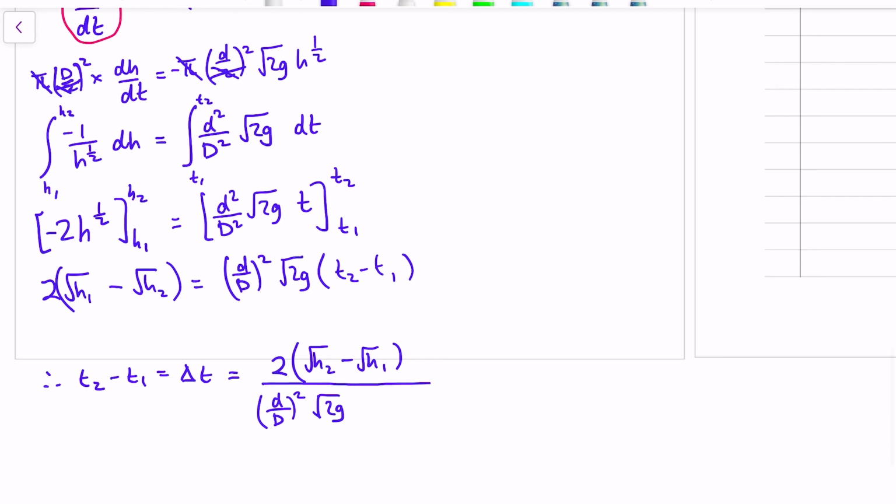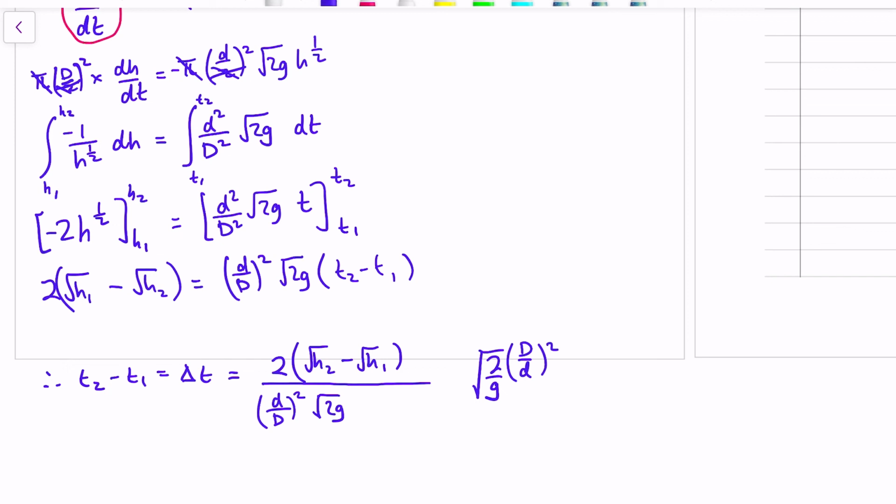Okay, and then we just have to fiddle around with this to get it in the right format. So we're dividing by d over d all squared. That's the same as multiplying by the reciprocal. And then we've got 2 over root 2, 2 to the 1 divided by 2 to the half, there's a root 2 on the top, and there's a g on the bottom still. So root 2 over g.